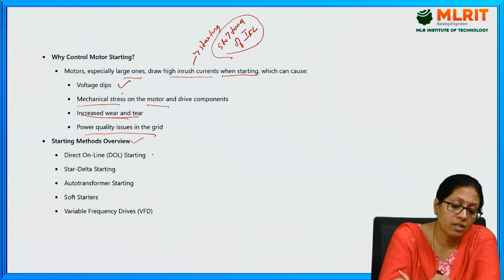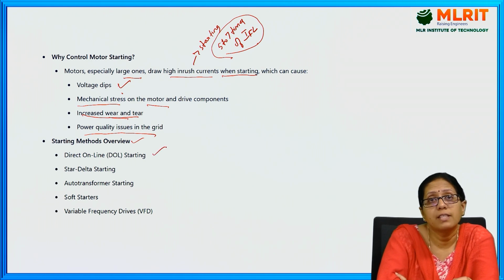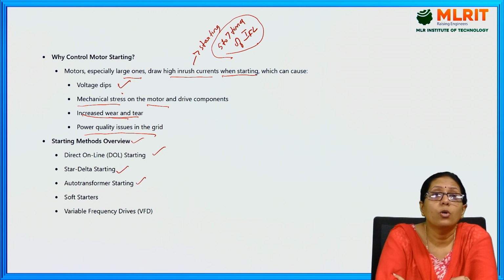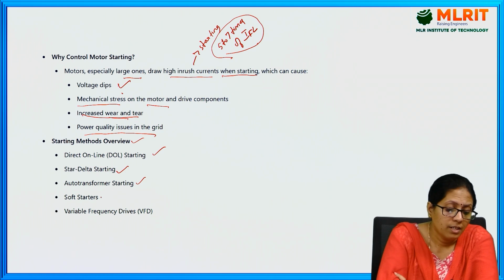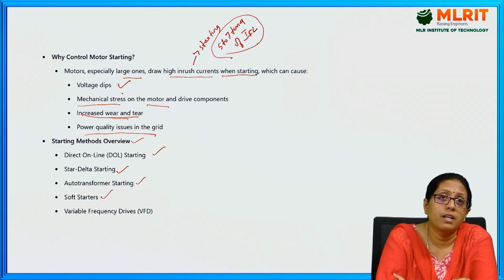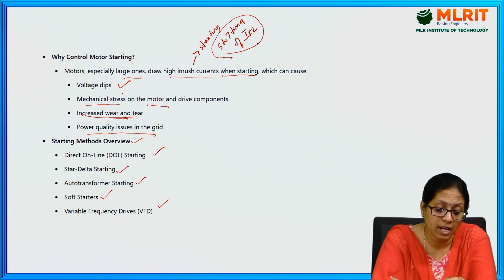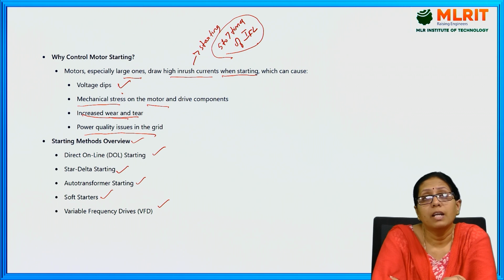The first one is direct online starting. Second one is star delta starting. Third one is auto transformer starting. Next one is soft starting, like using soft starters. The last one is variable frequency drives. By using variable frequency drives, we will be starting a motor.